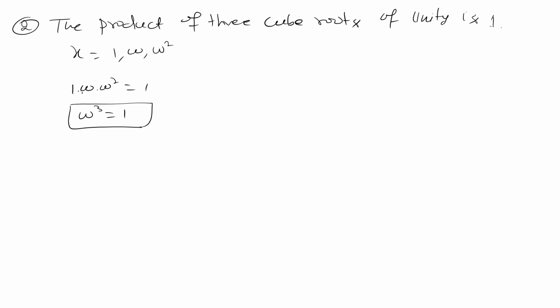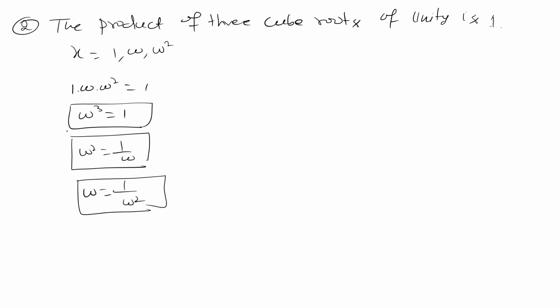Now just break this one. So can you use this? Omega square is equal to 1 by omega. Simply transpose this omega to the RHS, right? And now when you transpose omega square to the RHS, omega is equal to 1 by omega to the power 2, right? So again we have the three important conditions. Just keep this in mind: omega cube is equal to 1, omega square is equal to 1 by omega, and omega is equal to 1 by omega square.